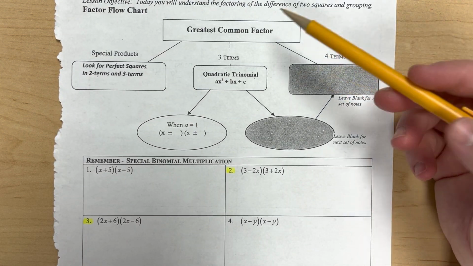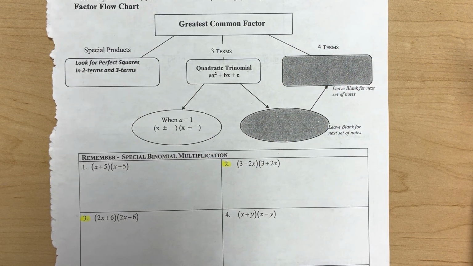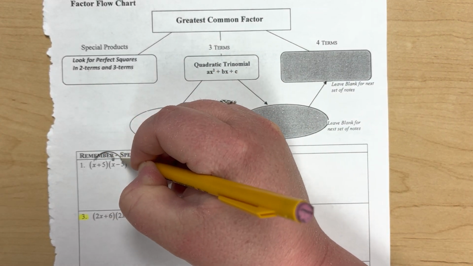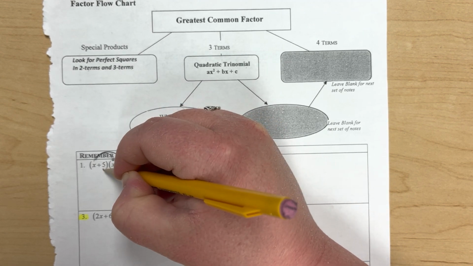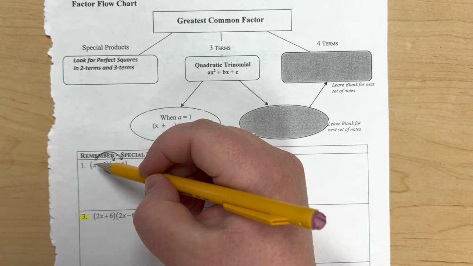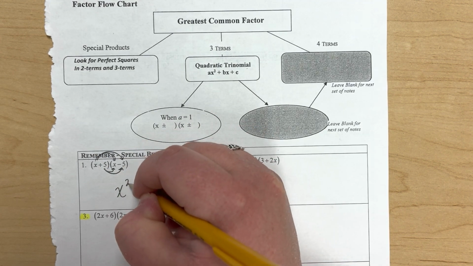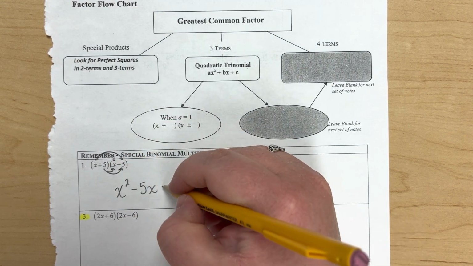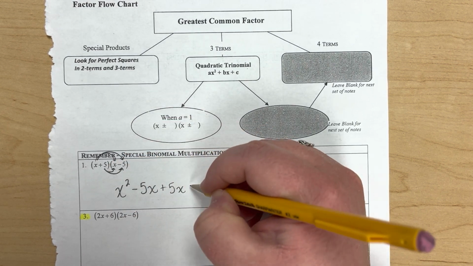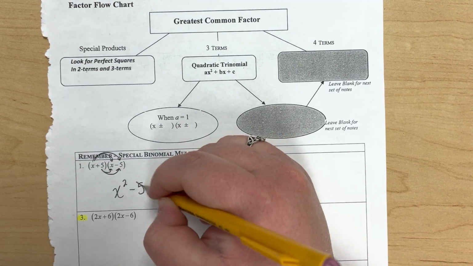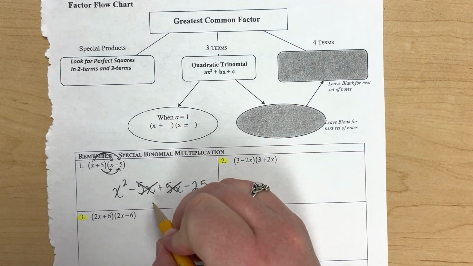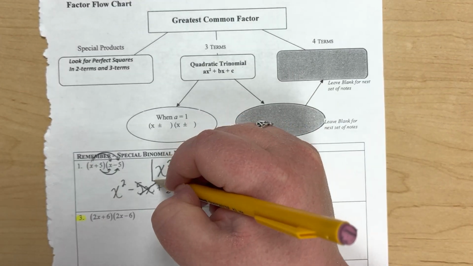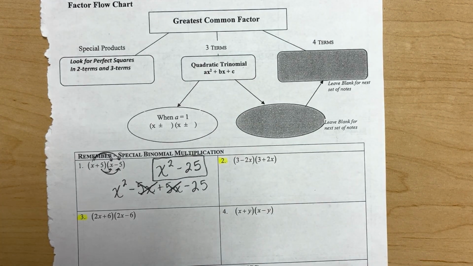So first, let's start off by remembering the special binomial multiplication that we talked about last chapter. If you recall, to multiply these, you're simply distributing each term from the first set of parentheses to each term in the second set of parentheses. So x times x is x squared. X times negative 5 is negative 5x. 5 times x is 5x. And 5 times negative 5 is negative 25. You should notice that these cancel out because they equal 0. So you should get x squared minus 25 as the multiplication of those two binomials.